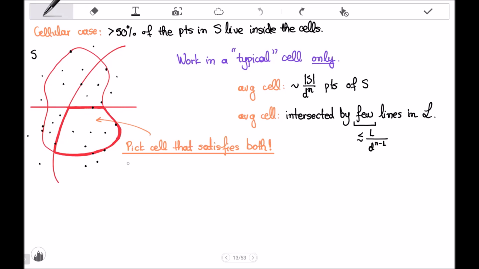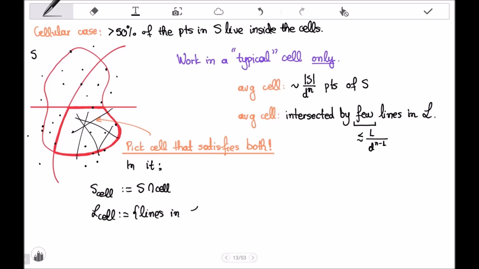Okay, so let's see what we have in this typical cell. We know how many points we have. Let's say S cell is the set of points that live in our cell. And we know how many lines at most cross through here. So L cell, let's say, is the set of lines in L that enter this cell.